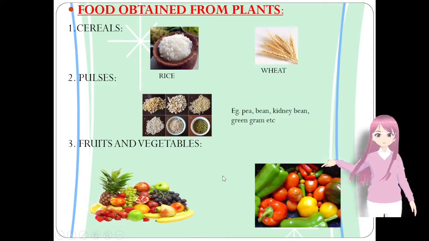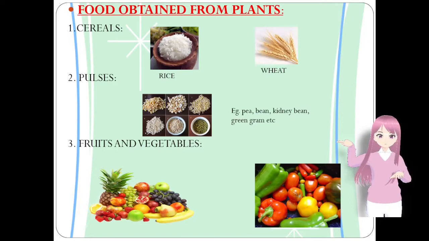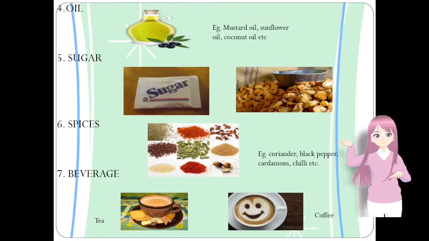Now we'll jump on to the next slide. So we have covered three food items: cereals, pulses, fruits and vegetables here. Then we'll jump on to the next slide, which will give you other food items like oil. So you know that in your household various types of oils are used, like for example mustard oil or groundnut oil or sunflower oil. So you get oil also from plants.